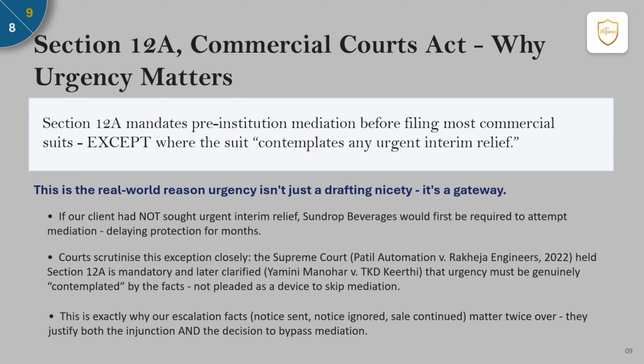The notice is ignored, and the sale is continued. So they don't just justify the injunction itself, they justify the client's very right to be in front of a judge today instead of in a mediation room for the next 3 months.